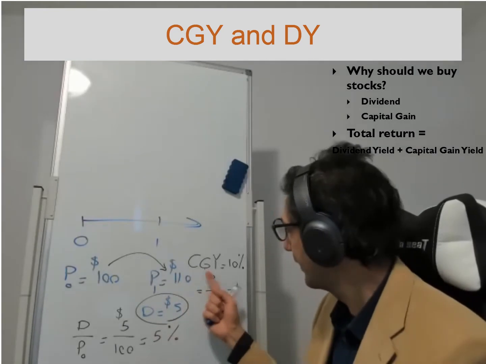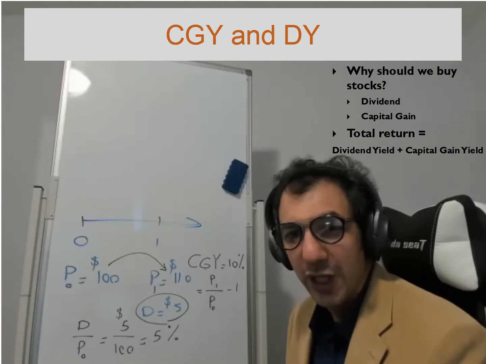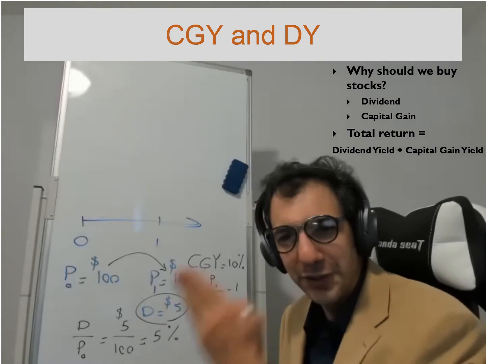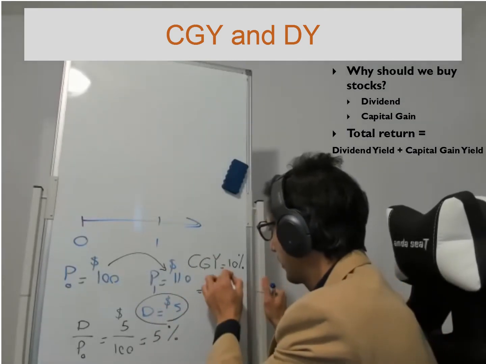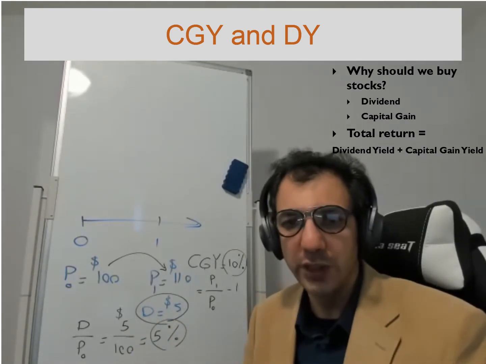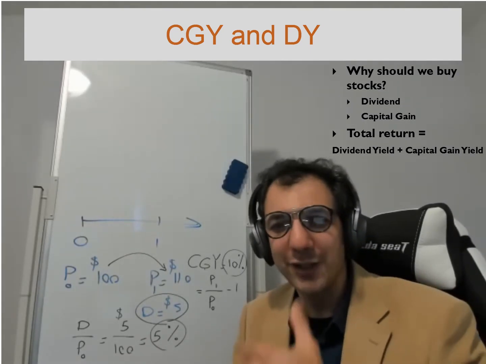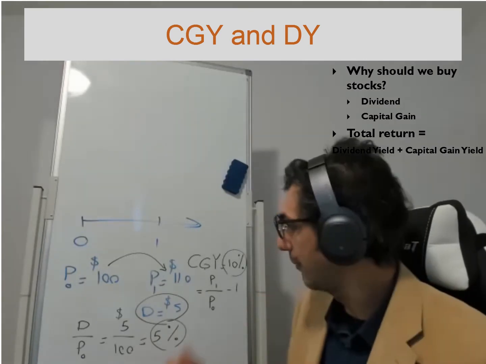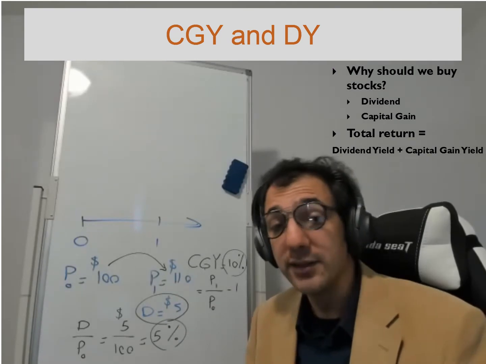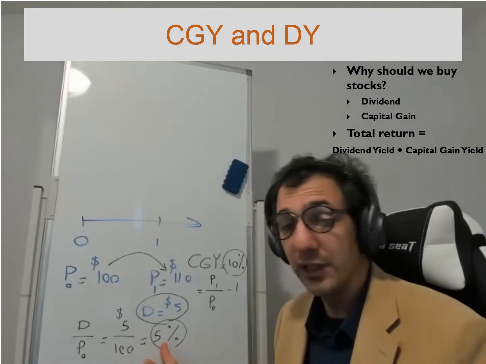So your capital gain yield is 10%, and your dividend yield is 5%. If I ask you, what was your total return, you can answer, oh, 10% plus 5% was my total return. So 10 plus 5 gives me 15% as my total return. And that's the whole argument for this stock investment. You're expecting to get some return. Part of that return comes from the capital gain yield, as you see here, and part of that comes from the dividend. In some cases, there may not be any dividend payment, so your dividend yield might be zero.